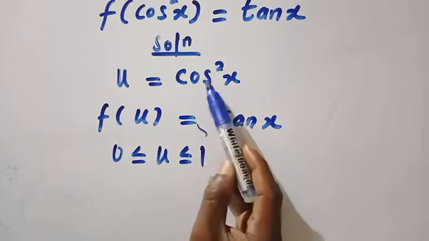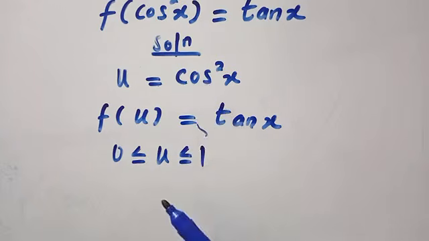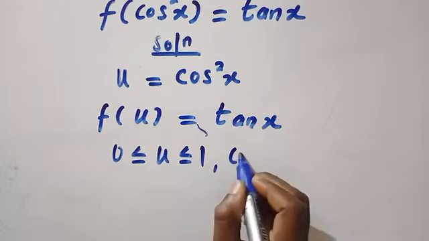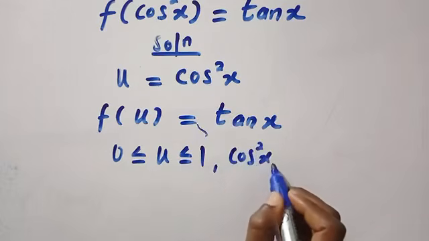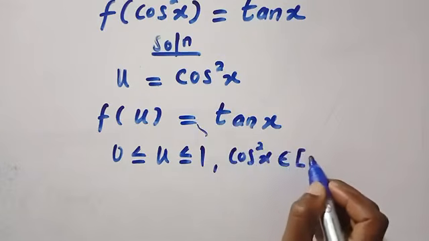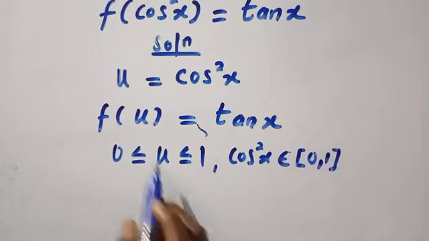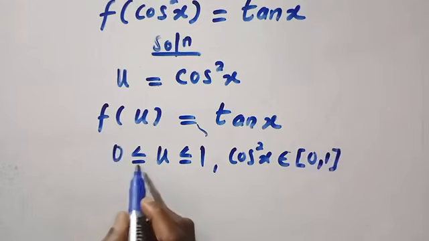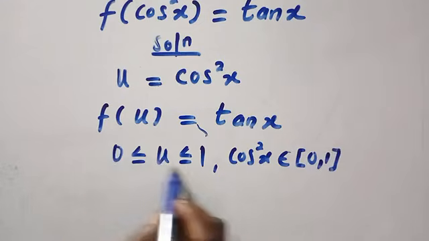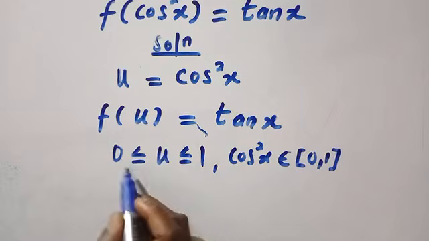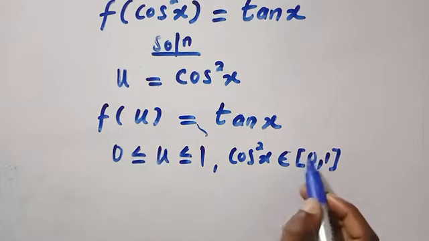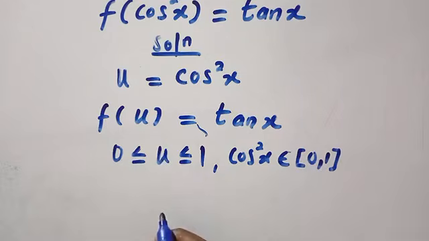Since we are given this function as cos, cos squared x is also in the closed interval [0, 1]. That is only where we can have 0 less than or equal to u and u less than or equal to 1. They are still the same in inequality form, and we have it in bracket form.